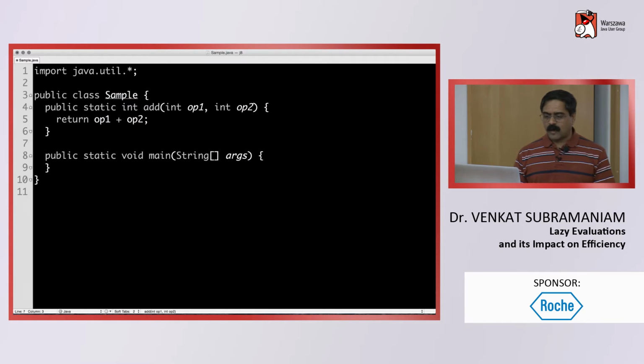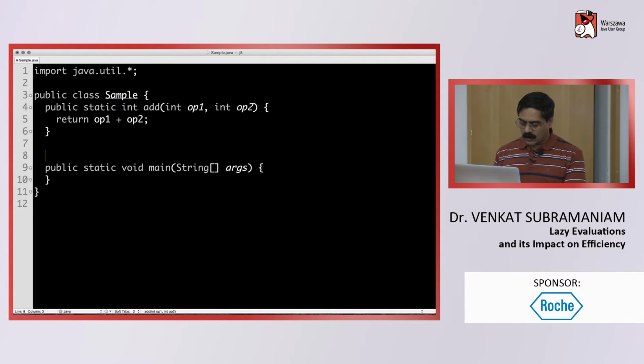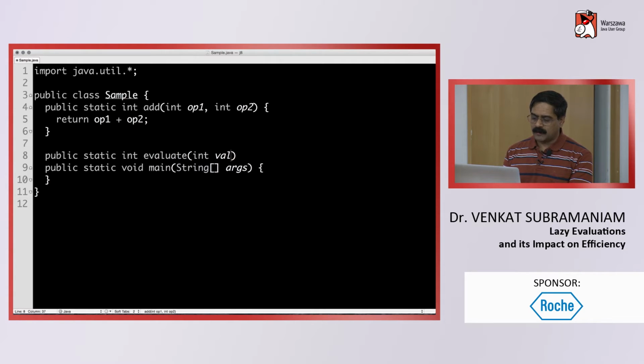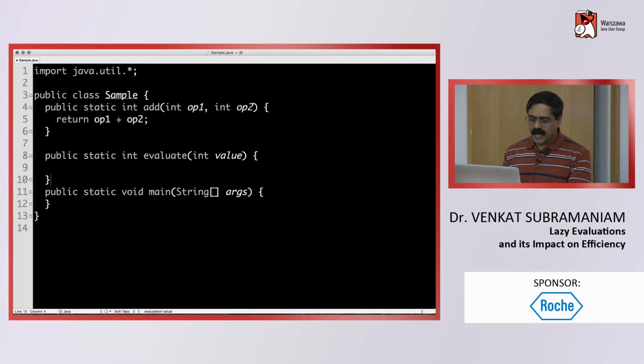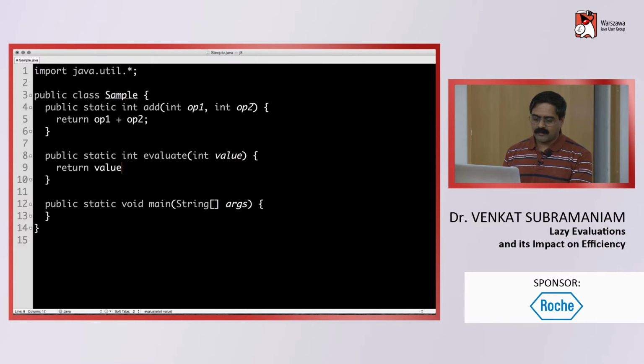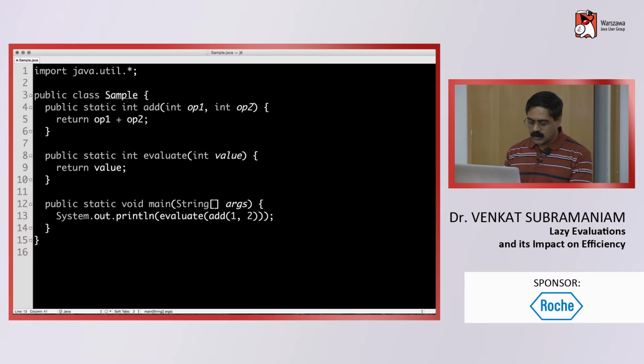Well, that's great so far. I want to have another function, which simply returns an integer, and we'll call it evaluate. Evaluate is not really doing much at all, except it takes a value and simply returns the value that it takes. So again, pretty simple so far. But I want to come back here and print out the result of calling evaluate. I want to call add with 1 and 2, let's say.